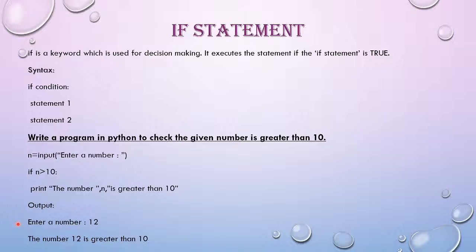For example, here is the output, enter a number. Here we have entered the number 12. So it shows the result, the number 12 is greater than 10. Since this condition is satisfied, it will turn true. Therefore, this statement is printed. Otherwise, nothing would have been printed here.